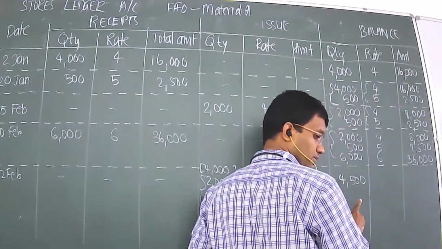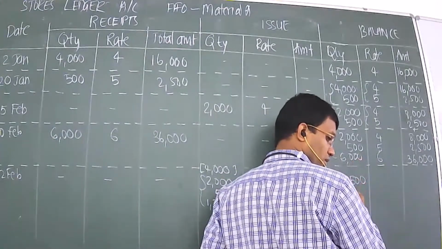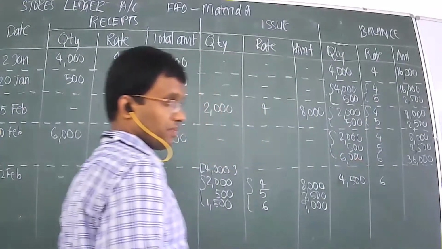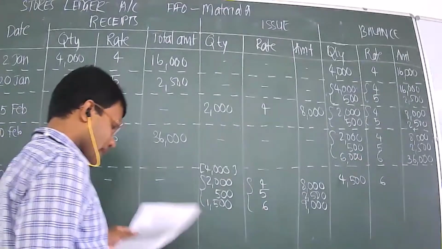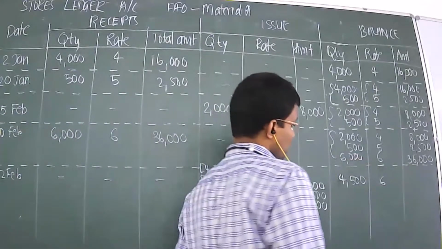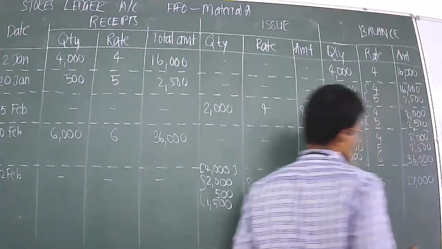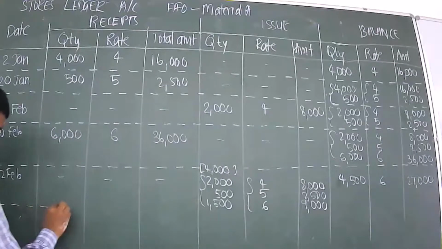Now, out of the 6,000, I'm left with 4,500. This batch I had bought at 6 rupees, and when you work out the math, this becomes a total of 27,000. So this issue also I have completed.